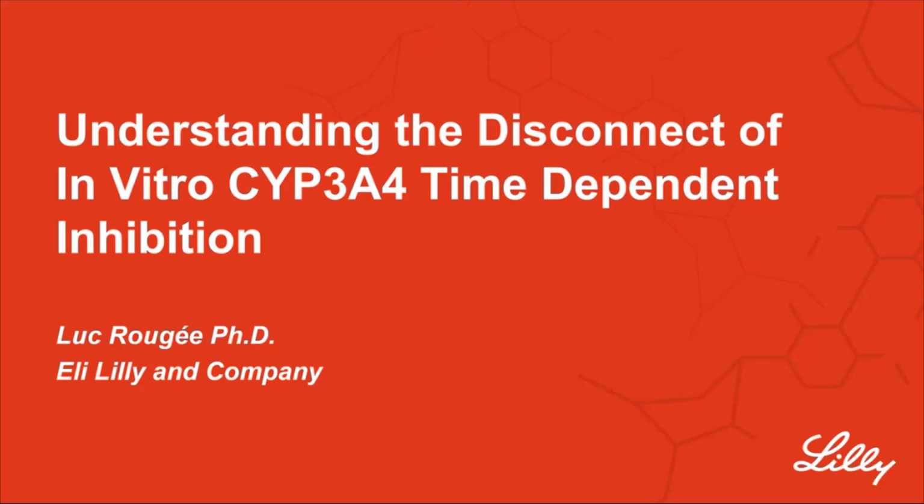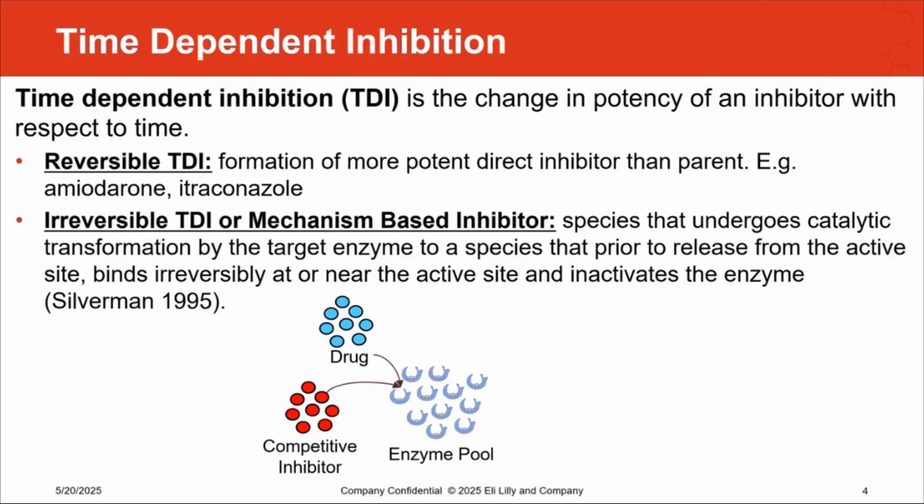Thanks for the invitation to come and speak today about some of the work that we've been doing to understand the disconnect in the in vitro Cytochrome P450 3A4 time-dependent inhibition and how we translate that to the in vivo. So I want to start by defining time-dependent inhibition. It's the change in potency of an inhibitor with respect to time. What that tells us is that at time 0, you'll see a particular potency, but as you incubate with time, it'll take less concentration of your parent to see that same type of inhibition.